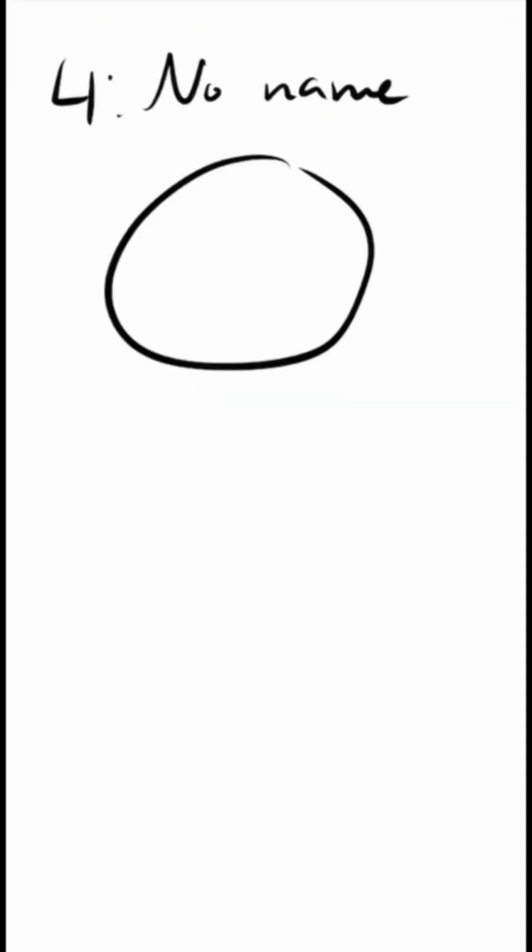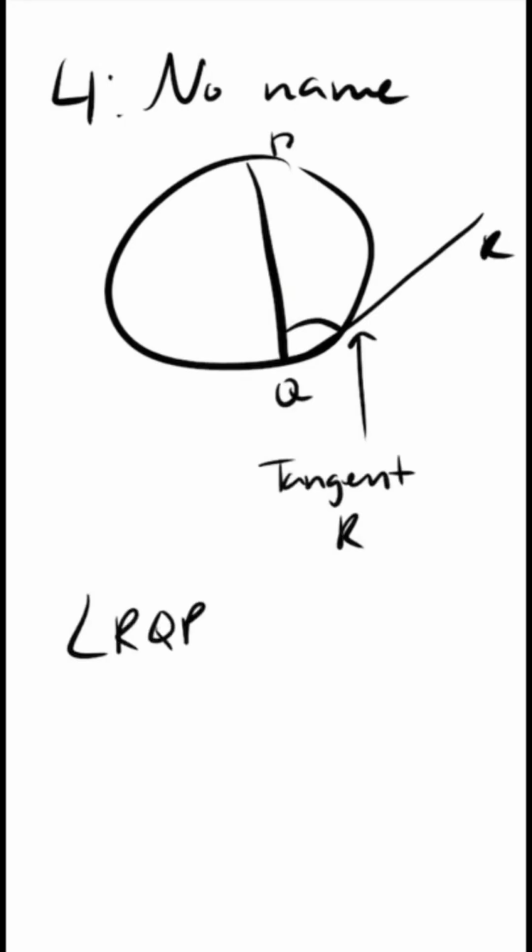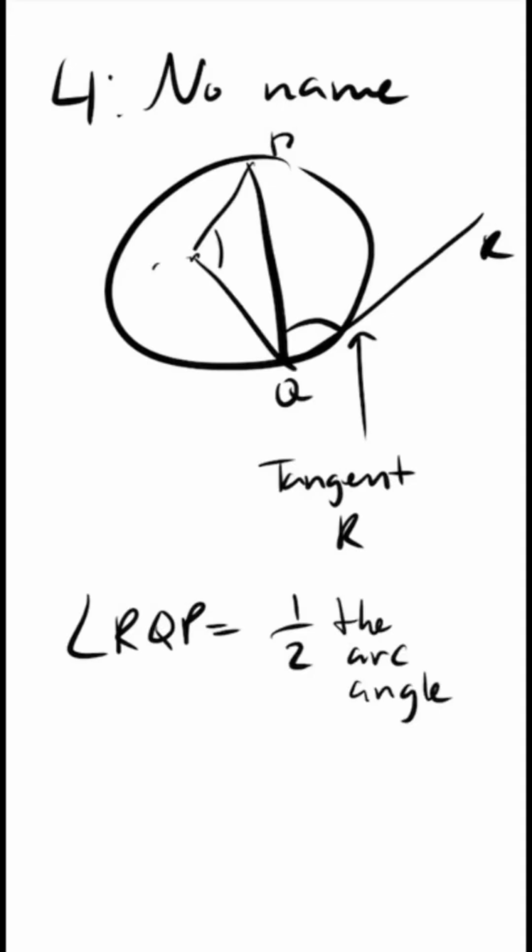I think that this one is the weirdest one of them all because I don't really use this one very often. If we have a tangent r as shown, angle RQP equals to half the arc angle. The angle would be if we technically drew these two radii as shown with center O. However, I don't really think that that's necessary, as we can just refer to it as the arc angle.